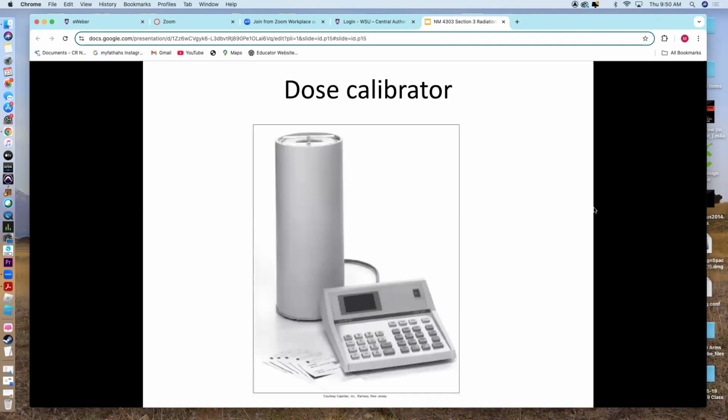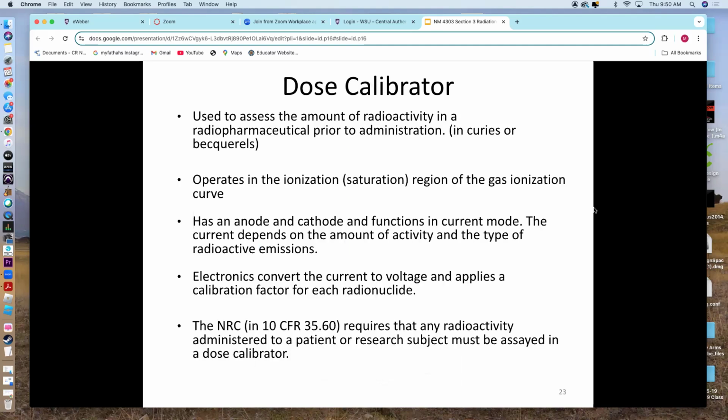Okay, so now we're moving on to the dose calibrator. You guys have probably all used those. You've probably all done QC on them, so these are pretty familiar. I know that in a lot of places, one of the first things the techs have you do as a student is go do the hot lab, right? Learn all that. So this is used to assess the amount of radioactivity in a radiopharmaceutical prior to administration.